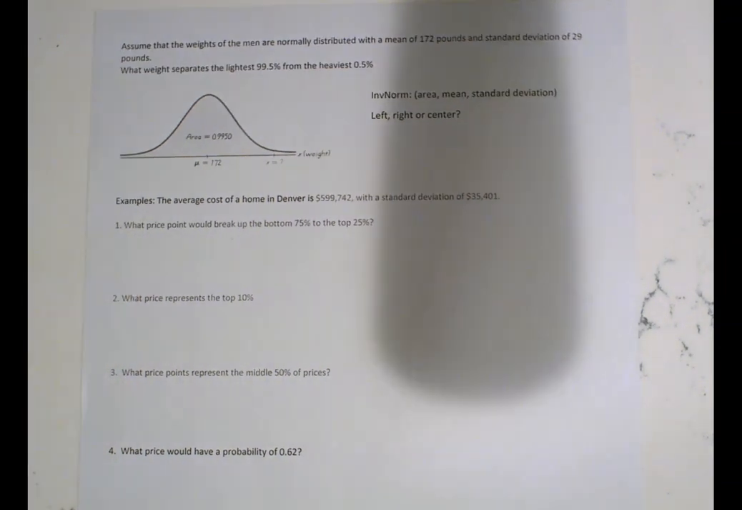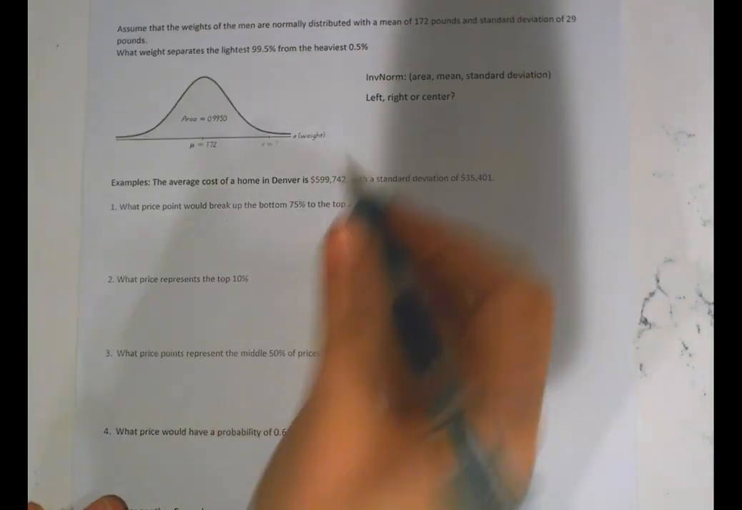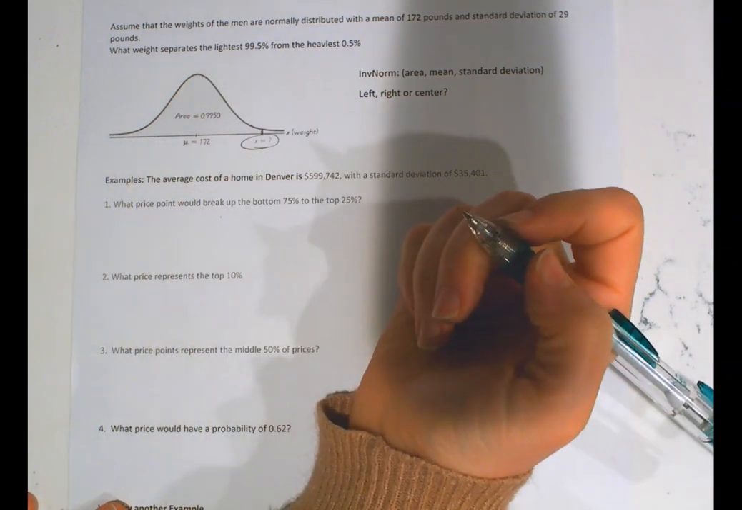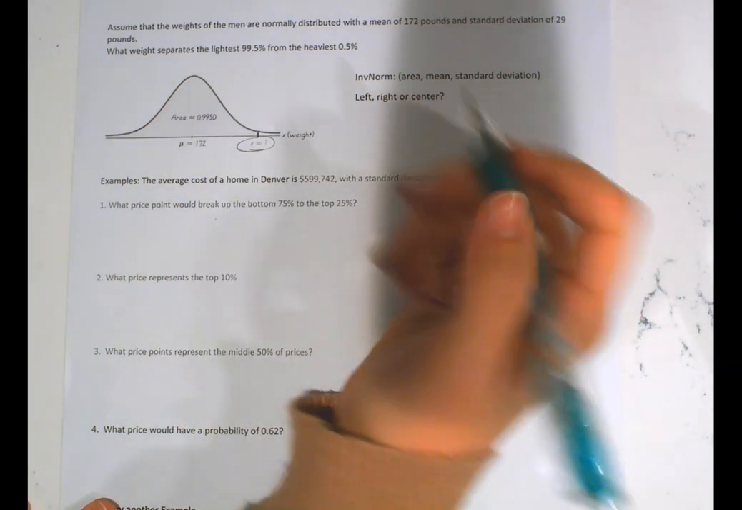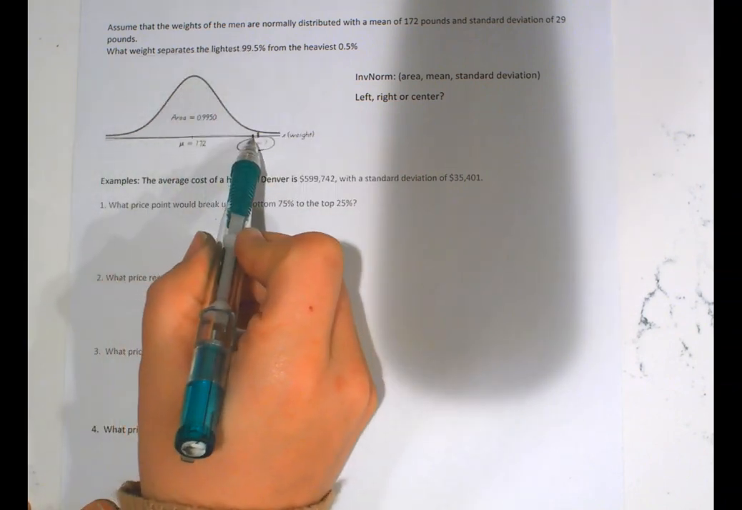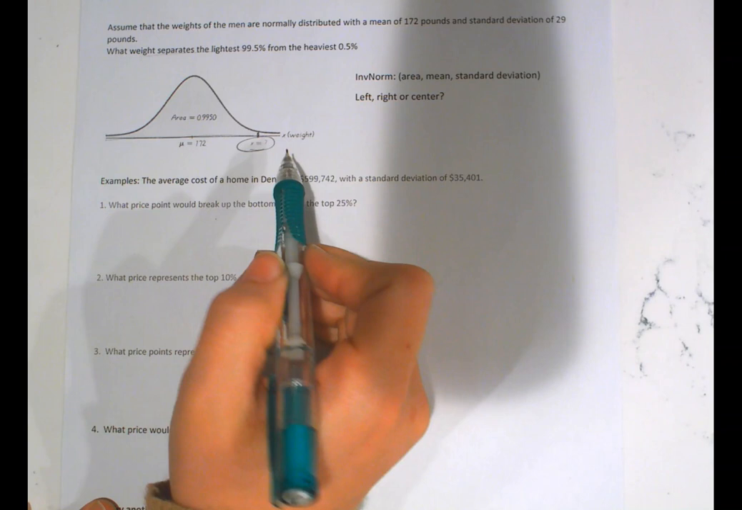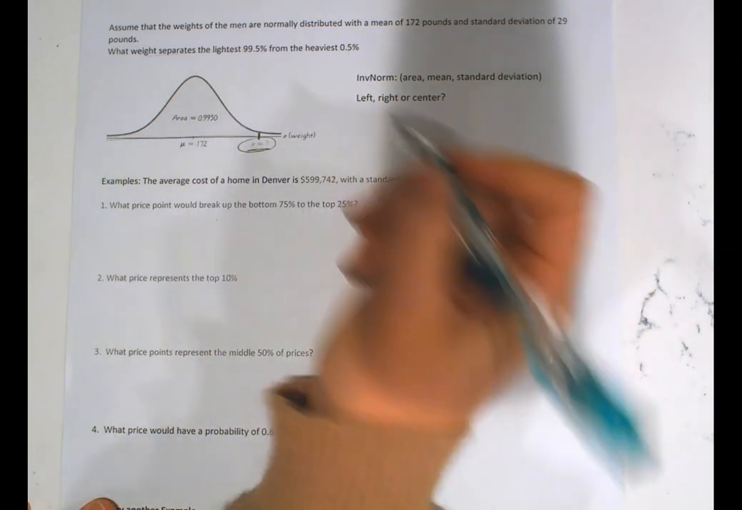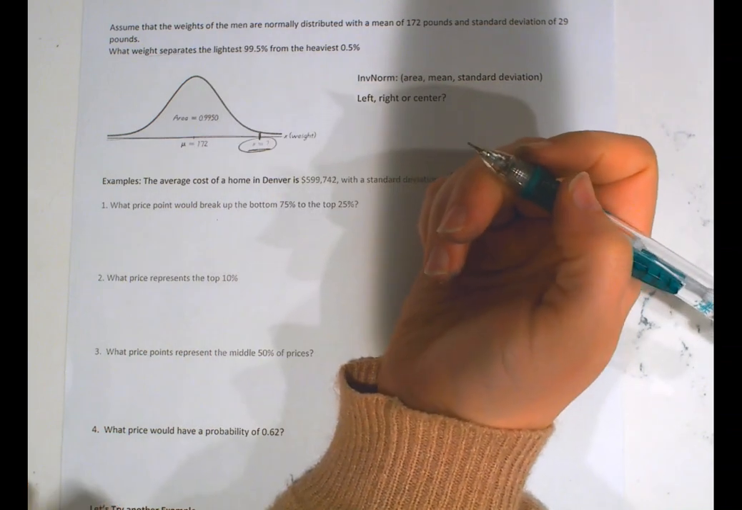So we have been given a value and we've been looking for the area underneath the curve. We can also go the other way. That means that we know the area and we're looking for the x value. We're looking for the value that represents the end of that area. So for instance, if I want to know what weight separates the lightest 99.5% and the heaviest 0.5%, right? I'm looking for this x value here. That kind of represents that cutoff weight.